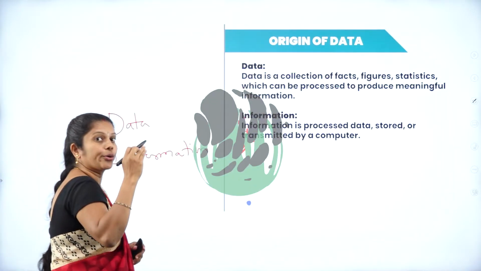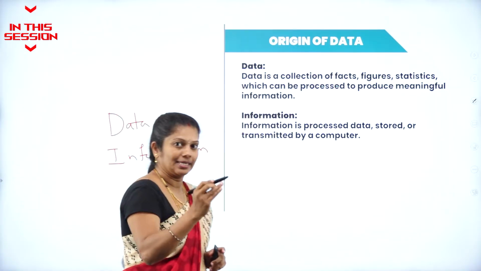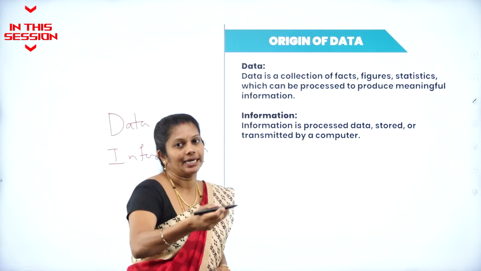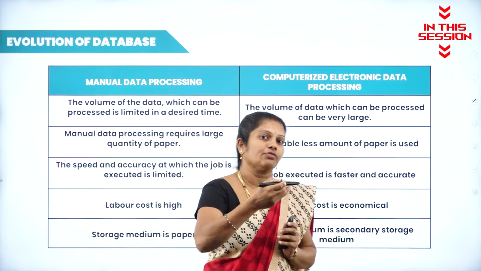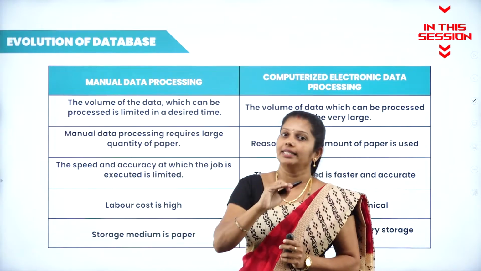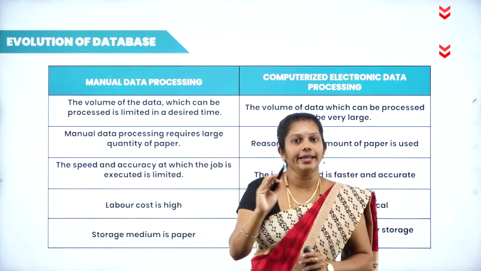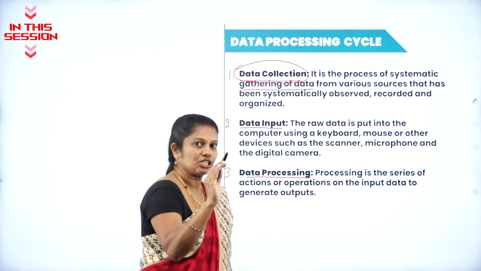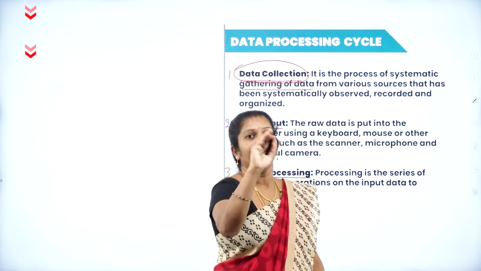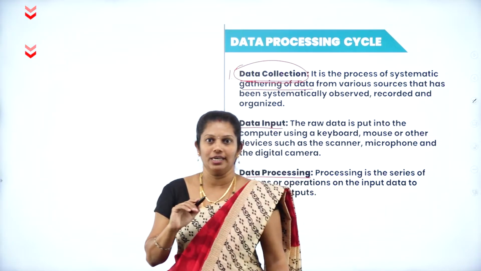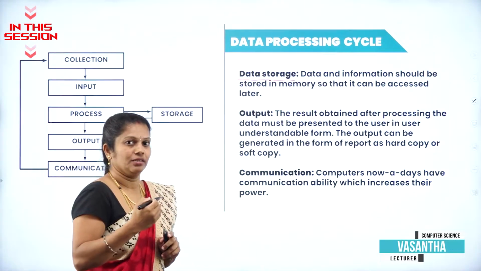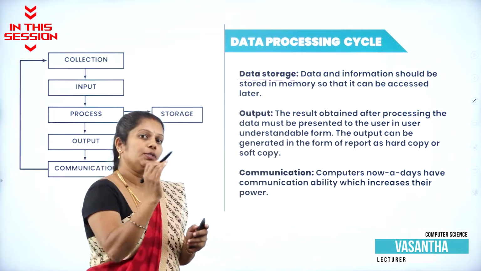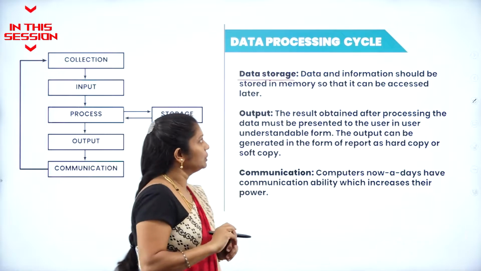Data is raw facts, figures and statistics, whereas information is processed data. When you process the data using some electronic device, that can be called an electronic data processing system. Data processing is a series of actions that converts data into information. After getting information, we have to store the data for future purposes, as well as store the information for future purposes.